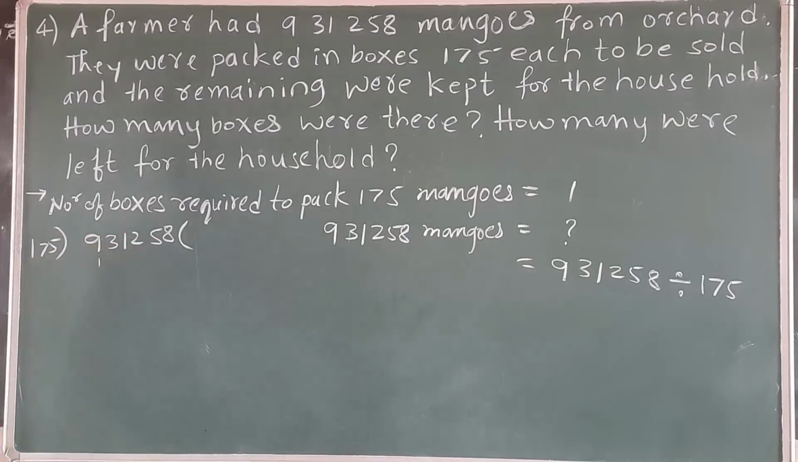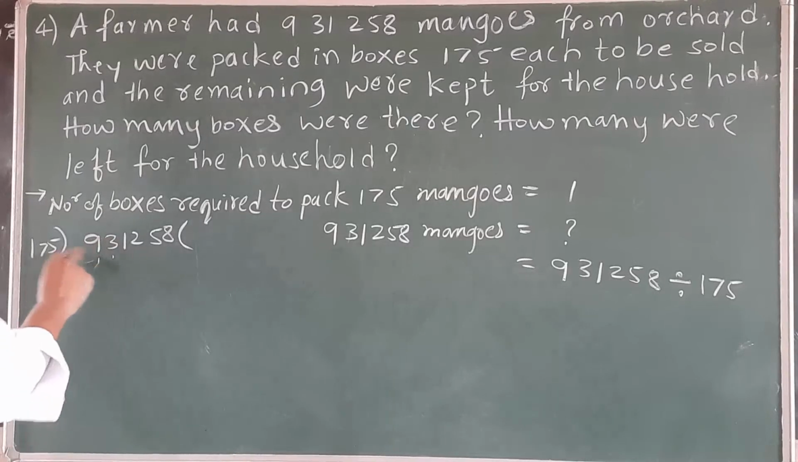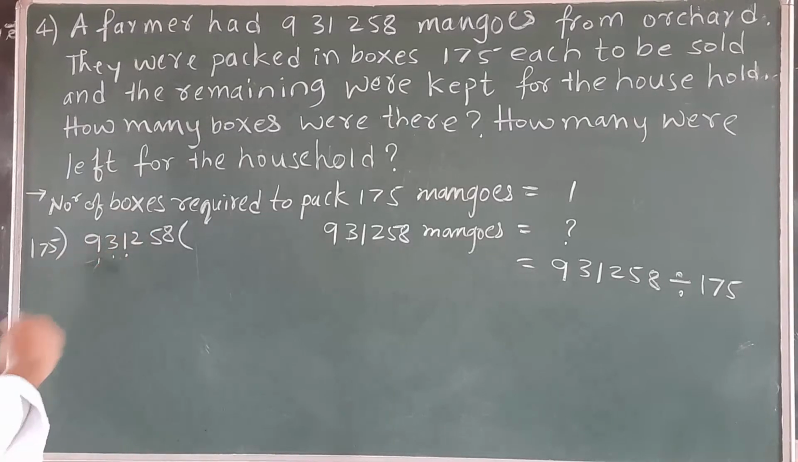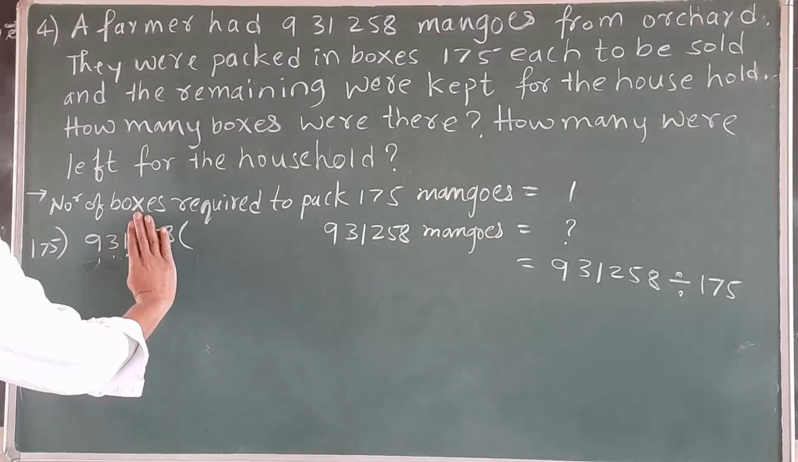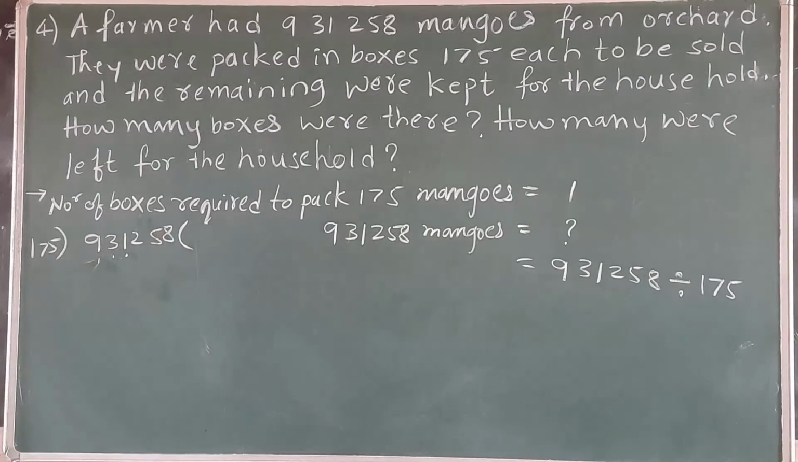Here, 175 table. 9 is not there. Take the next one, it becomes 93, also not there. Take the third digit, it becomes 931. Now once again search for 931 in the table of 175. 931 is not there; less than 931 is 875, that is 175 fives are 875.